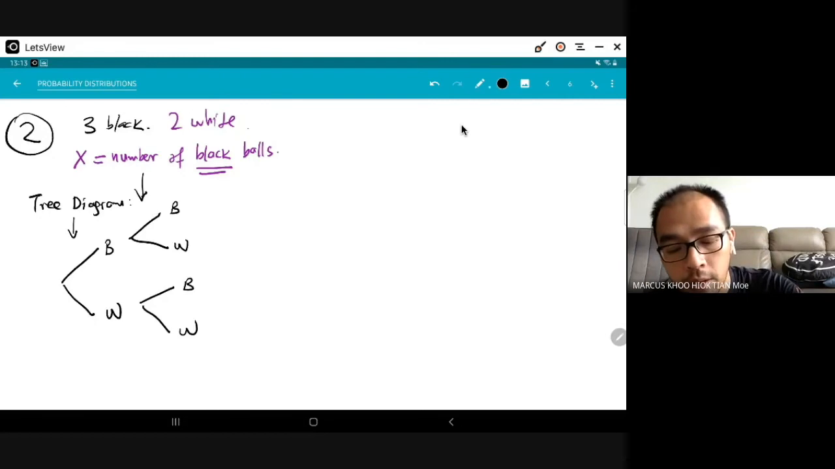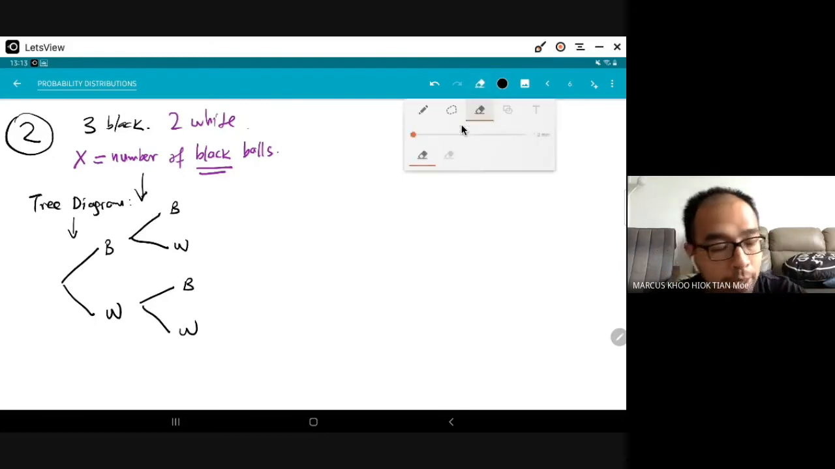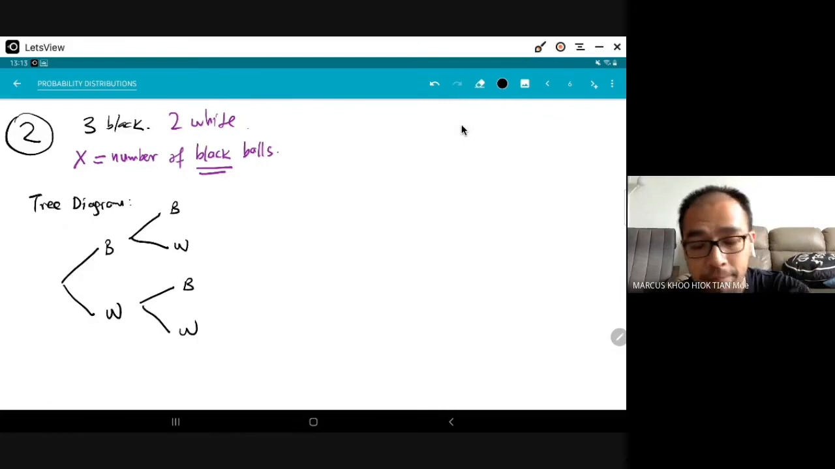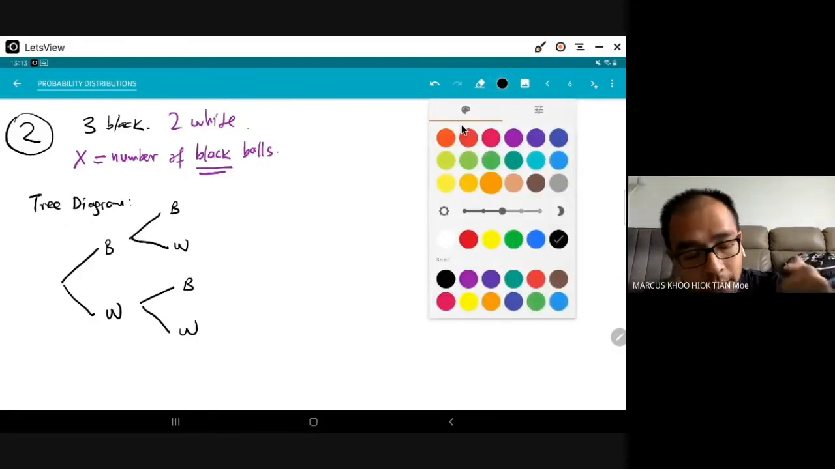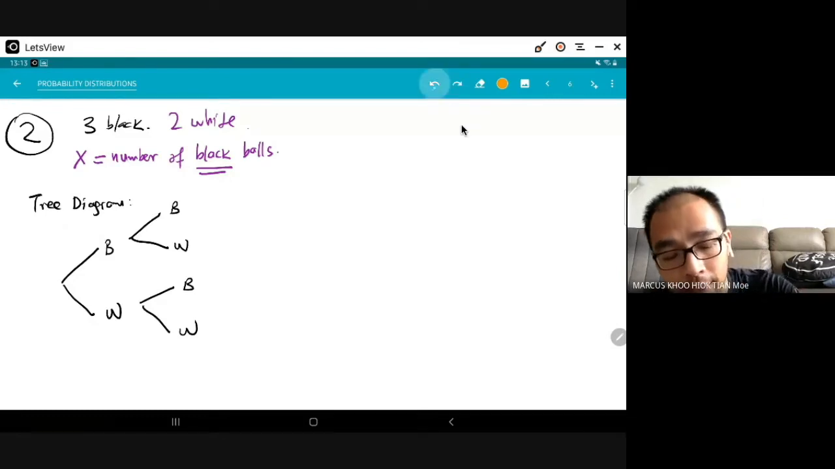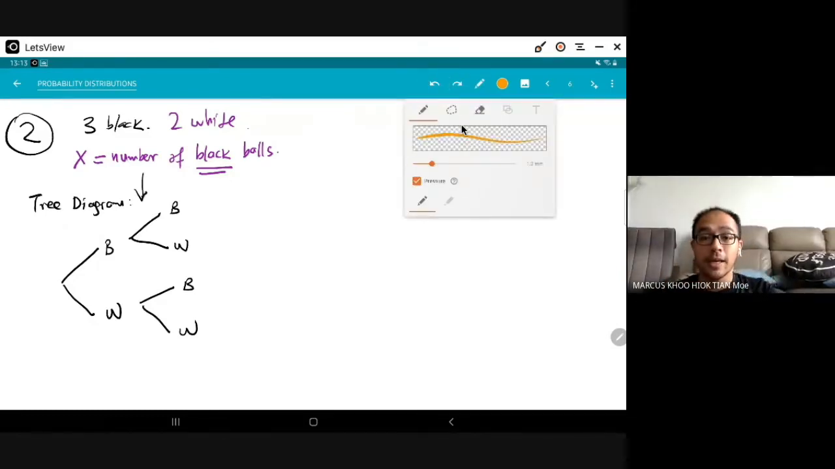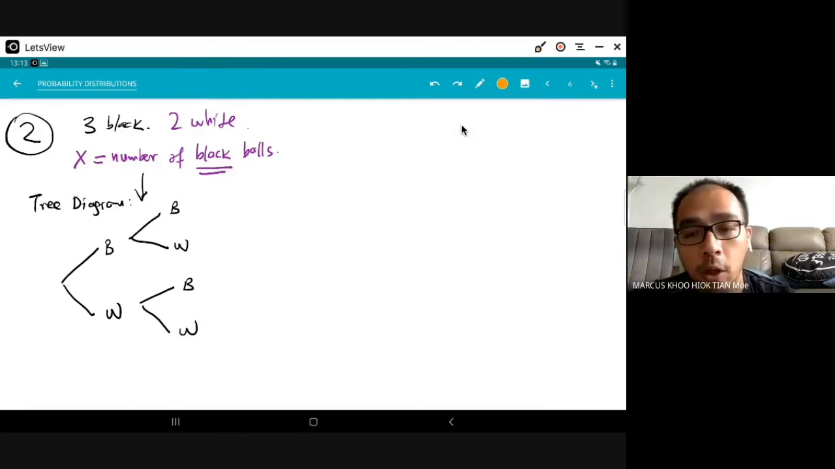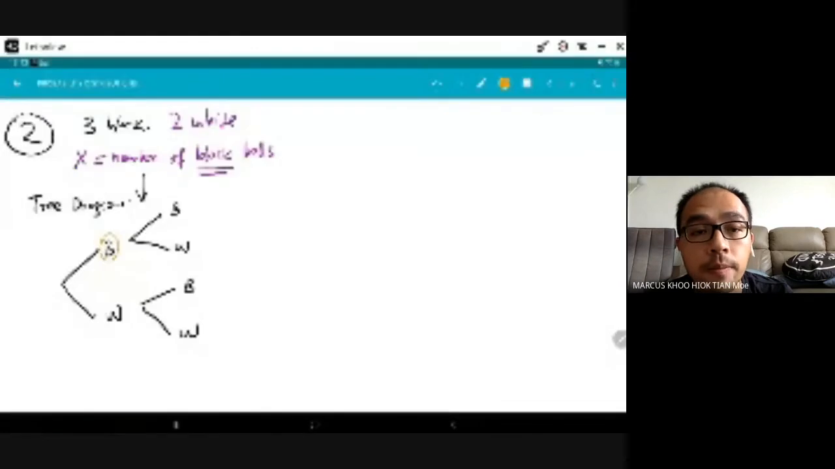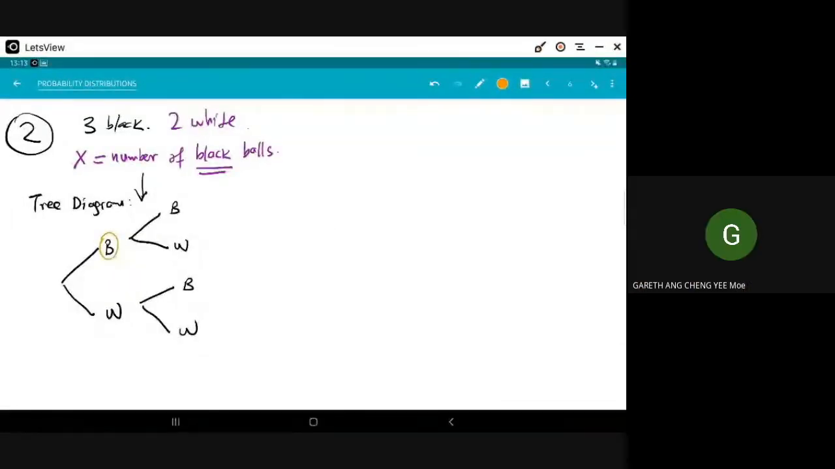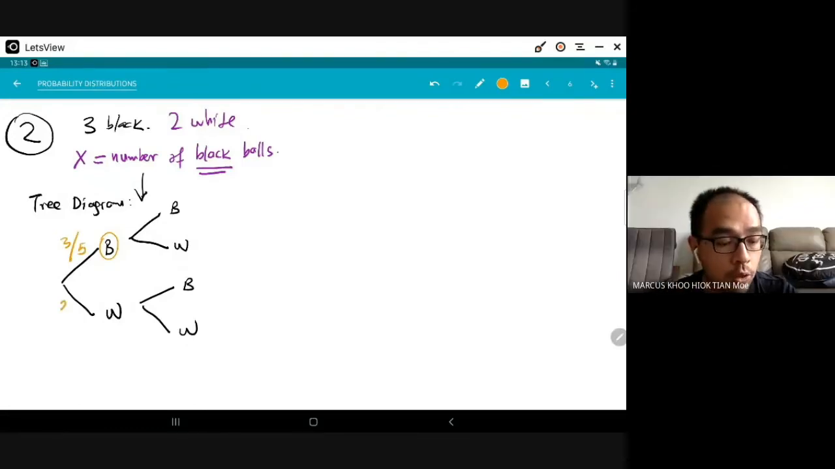Okay, now, what is the probability of getting a black ball the first time? Garrett, can you tell me? What is the probability of getting a black ball the first time? 3/5. 3/5, very good. Okay, and because of that, the white ball will be 2/5.